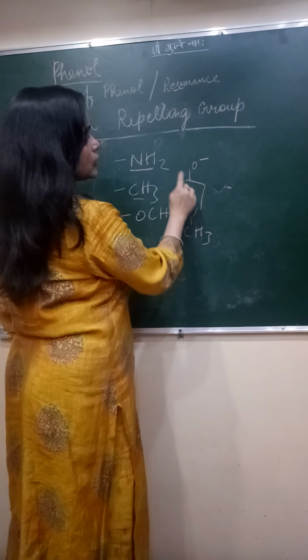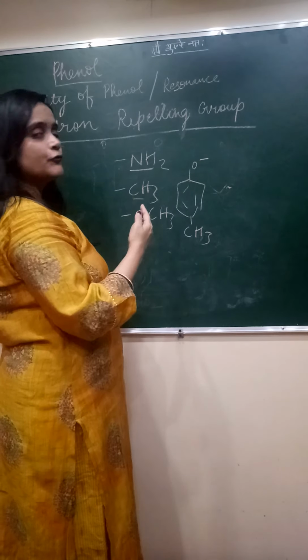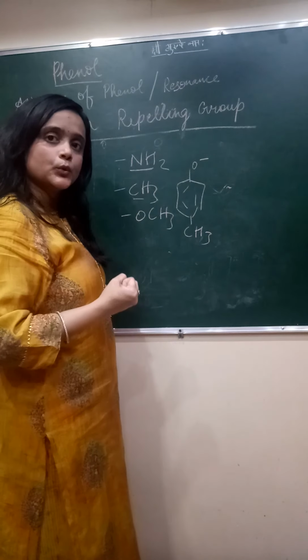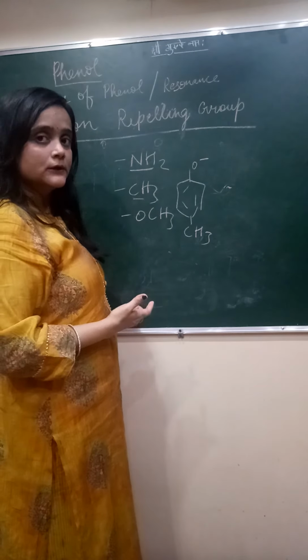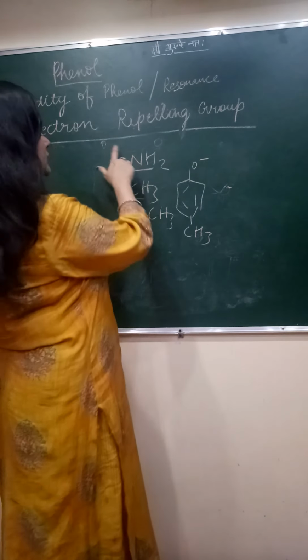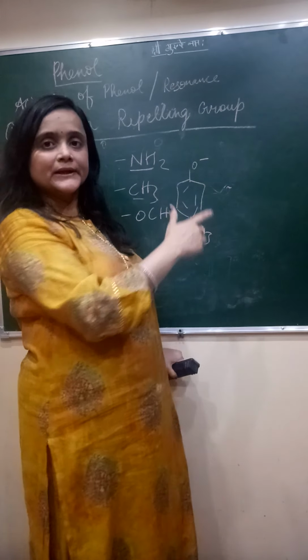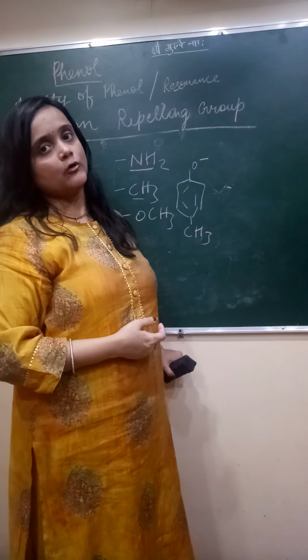So the charge or the electrons will intensify at the phenoxy oxygen, and therefore it will attract the proton which was dissociated earlier. So it will decrease the acidity of phenol. So an electron attracting group increases the acidity, whereas an electron repelling group decreases the acidity of phenol.